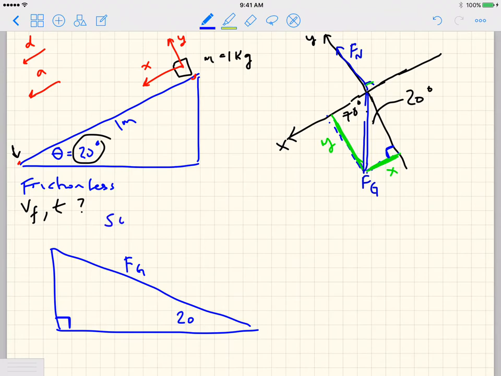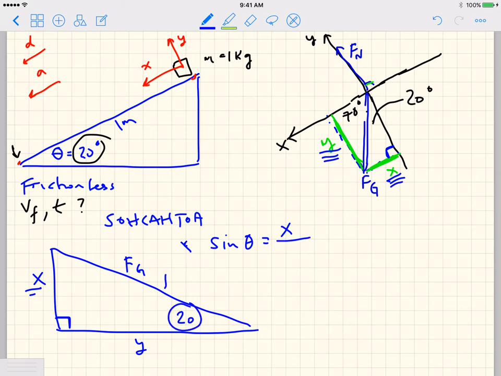All right, so our mnemonic that we try to remember is this one. And the component here along X that we need is this guy, and the component along Y that we need is this guy. So that means that the sine of this angle, 20 degrees, is equal to the opposite, because this side is the opposite of this angle, over the hypotenuse. This is the hypotenuse, which is the force due to gravity, which means that the X component is the force due to gravity times sine theta.